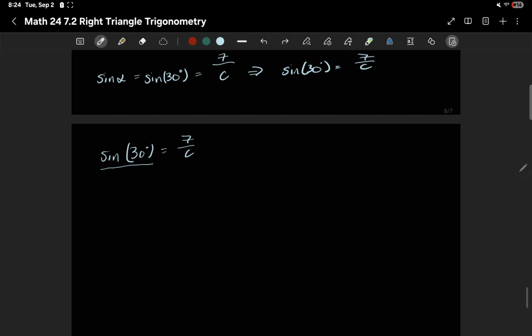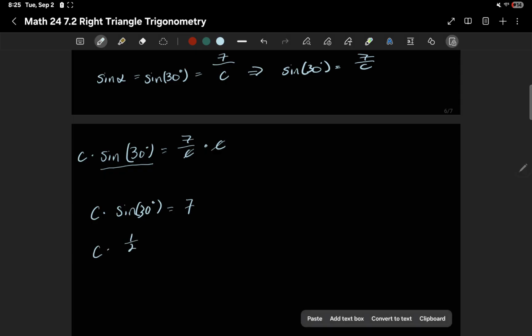And what I really want to figure out is what C is. So I don't want C on the bottom, right? So I can multiply both sides by C. And so I have C times sine of 30 degrees is equal to 7 because the C's cancel out. And then I know that sine of 30 degrees from before is 1/2, or you can just plug it into your calculator, sine of 30 degrees, and you'll get 1/2 as well, or 0.5.